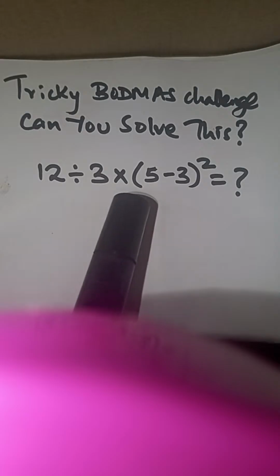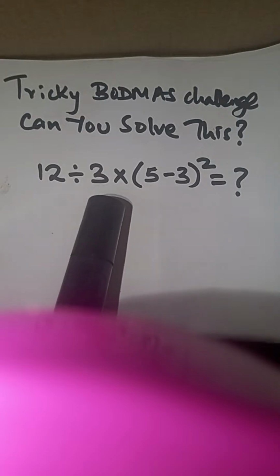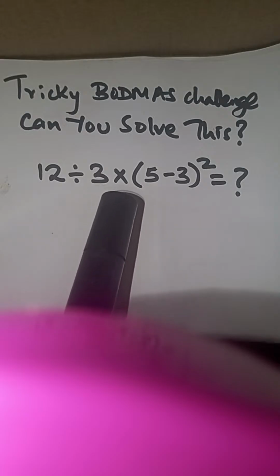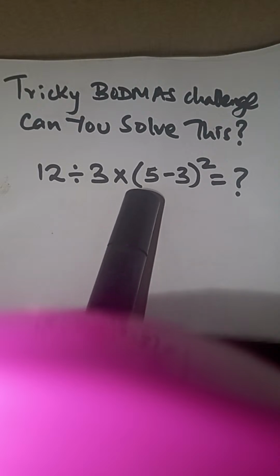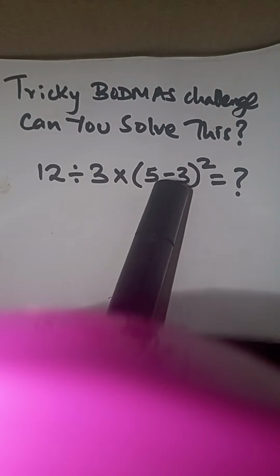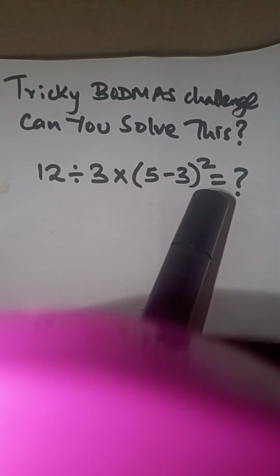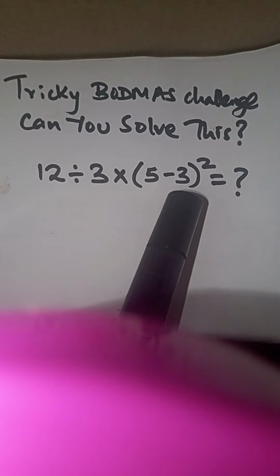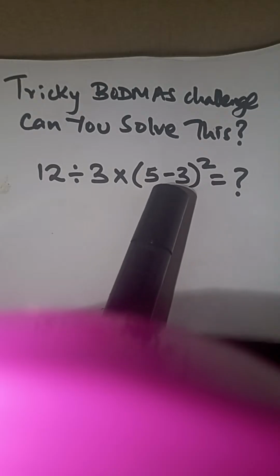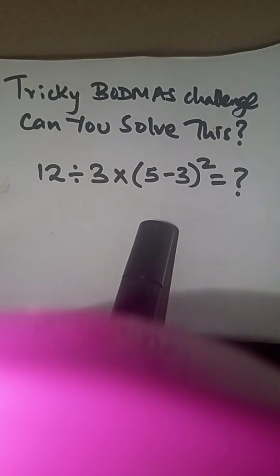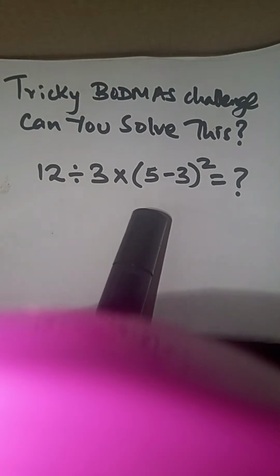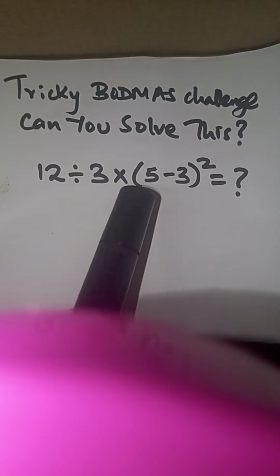As we brainstorm on how to solve this: 12 divided by 3, then multiply by the product of 5 minus 3 to the squared. What do you think this challenge is?